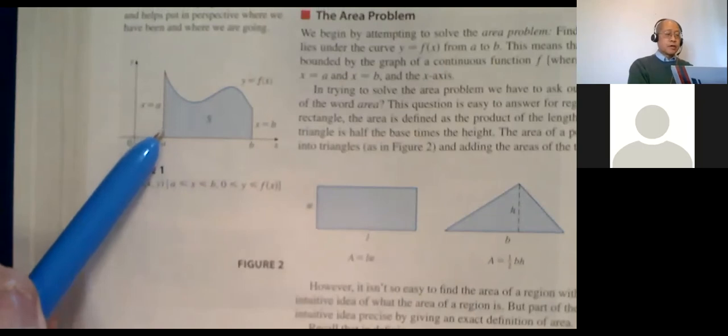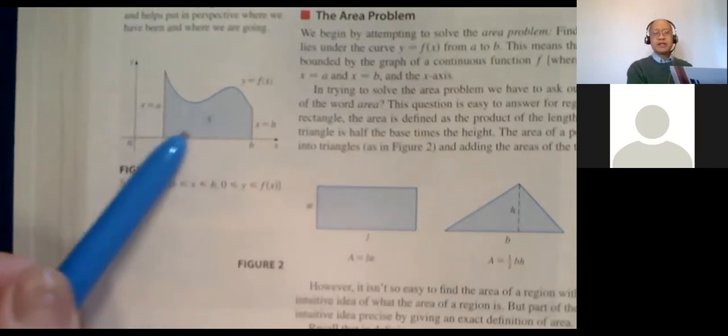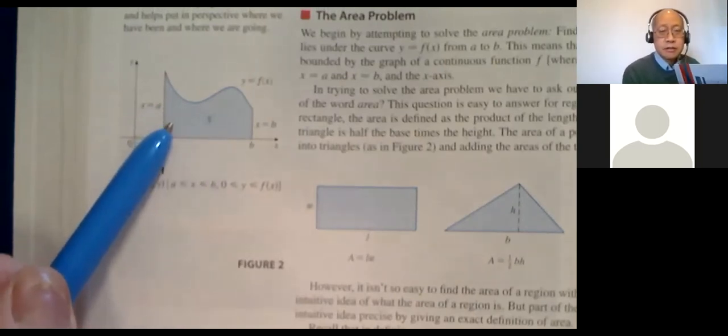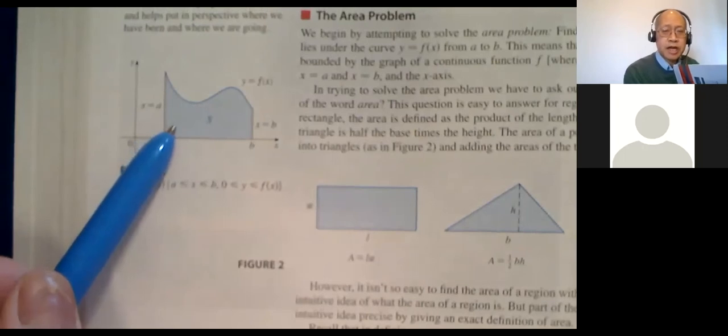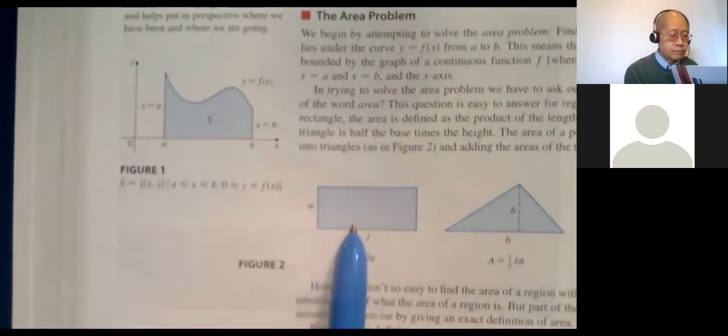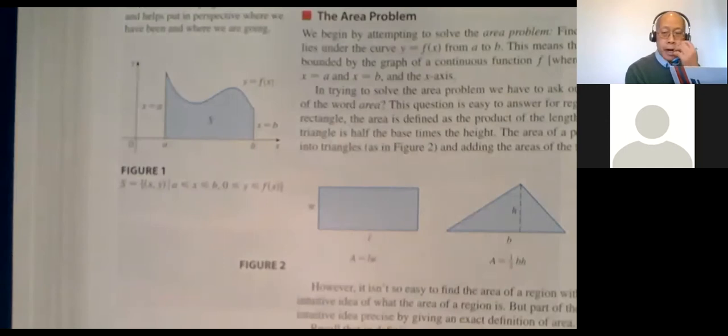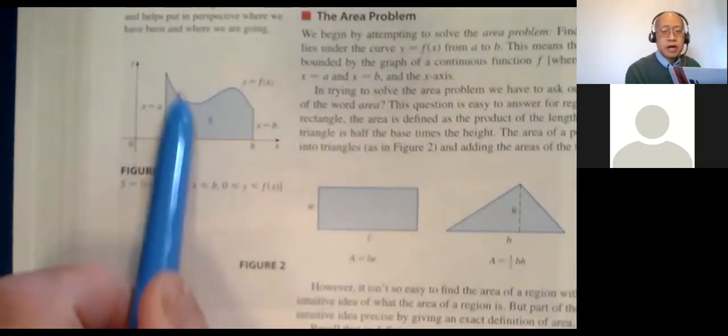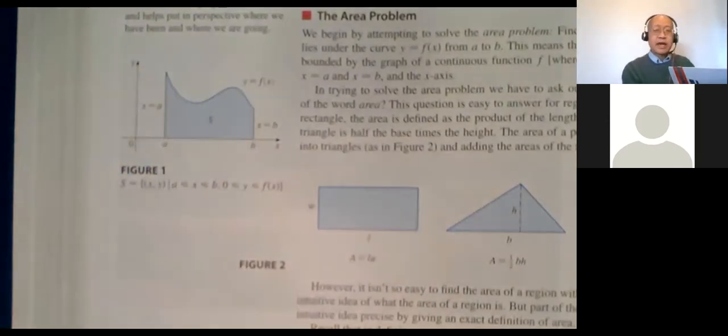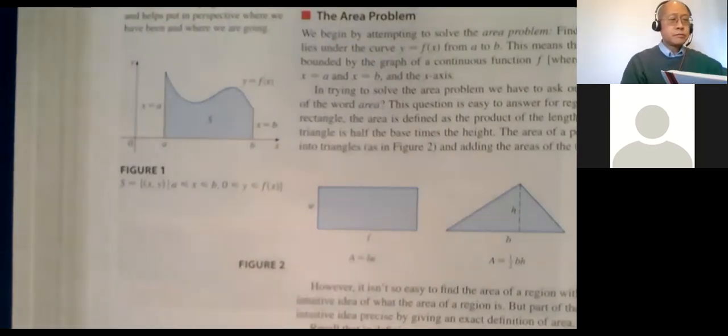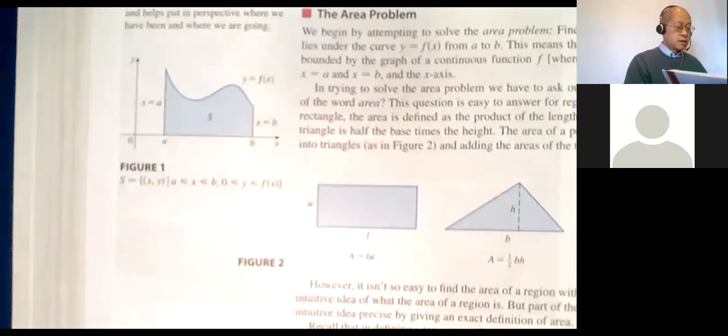Okay, you're saying, well, I don't know how I can find this, right? Unless it's a very special shape, like a rectangle or a triangle. I know how to do those, but how about if it looks like this? I can't do it in general. Okay. So what do I do?